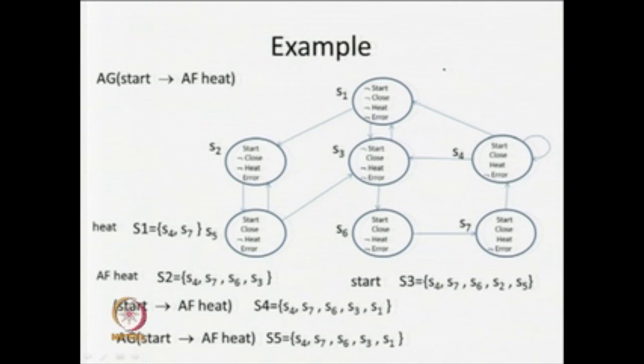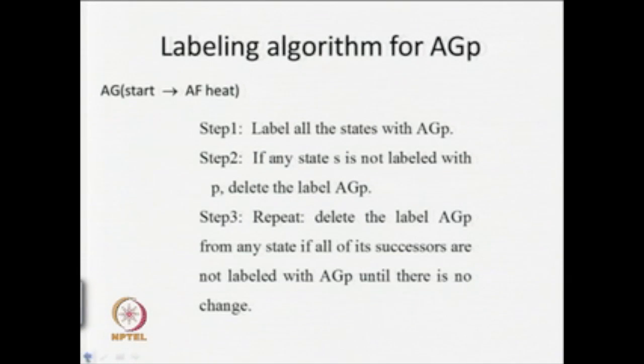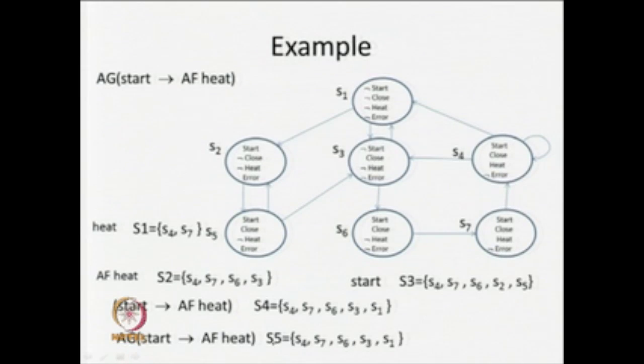Now, we are going to repeat this particular step 3. Delete the label AG P from any state if all of its successors are not labeled with AG P, until there is no change. So, we are starting with S4, S7, S6, S3 and S1. Now, we are going to repeat this step and see what states will eventually remain.